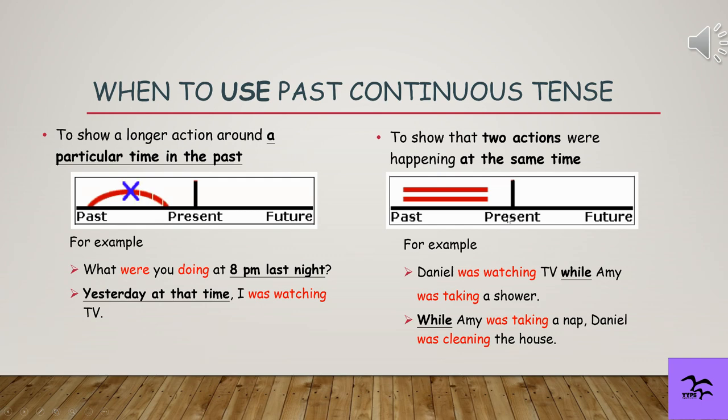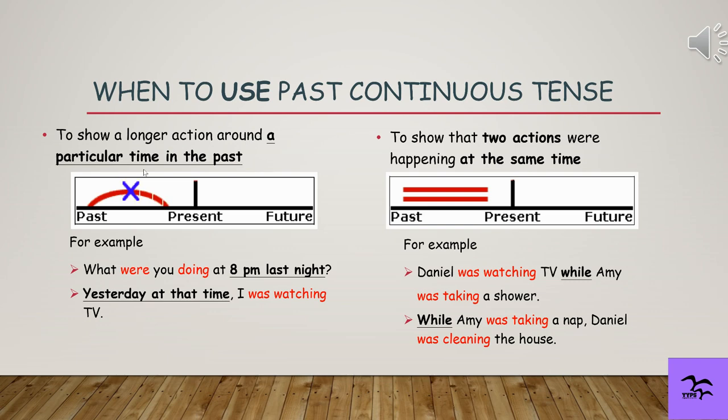Now we'll talk about when to use past continuous tense. We can use it when we describe events in three different scenarios. Look at the one on the left side of your screen. First, past continuous tense can be used to show a longer action around a particular time in the past. Examples for long actions are watching TV, washing dishes, and doing your homework. They are actions that take time to complete.